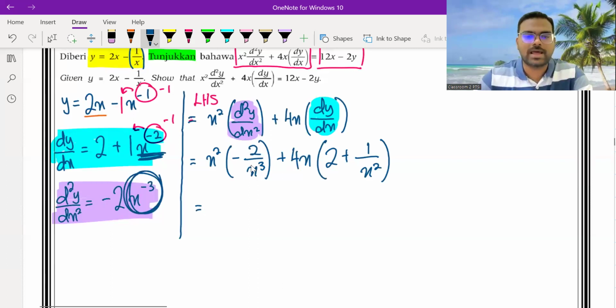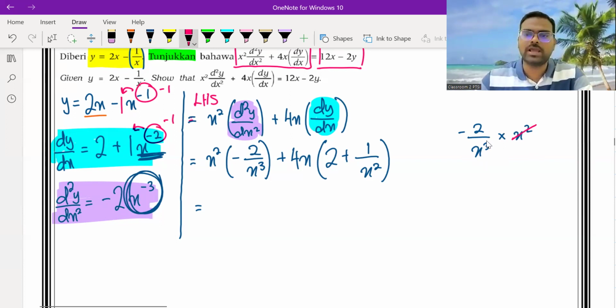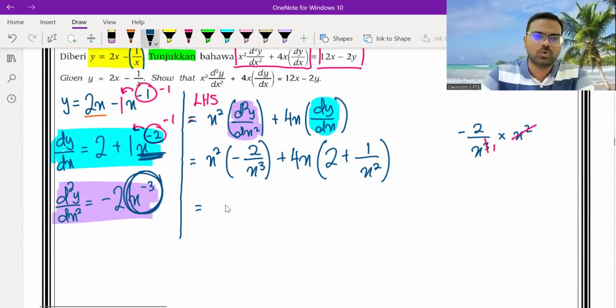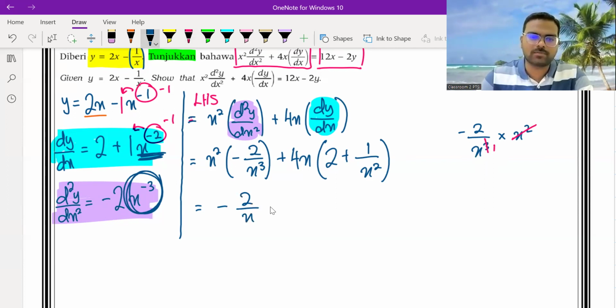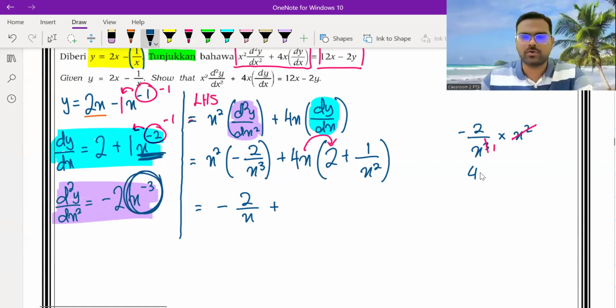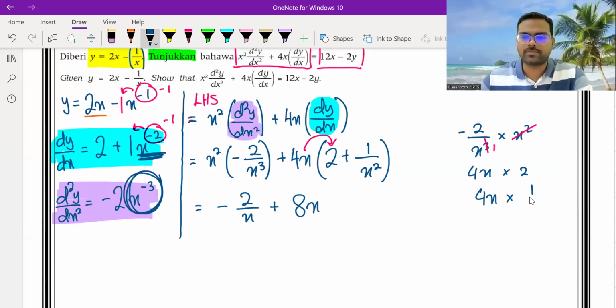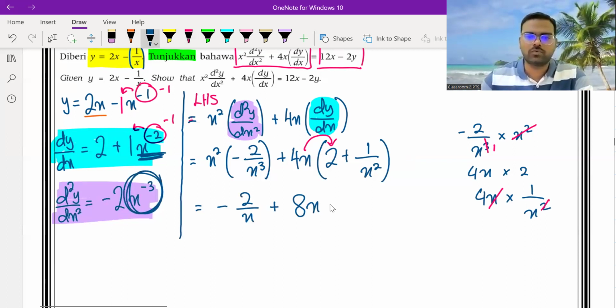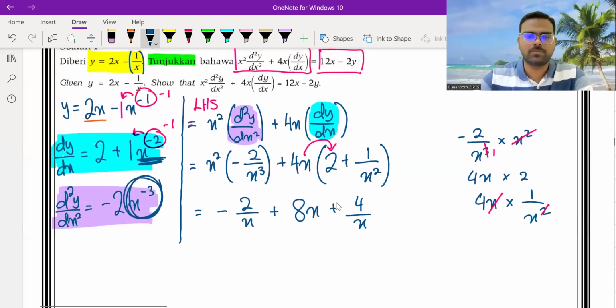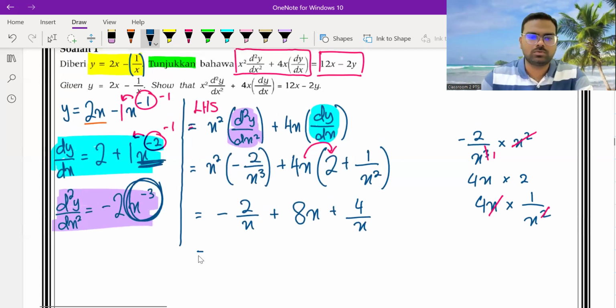So now kita darab. So cikgu tunjuk dekat sini. Negatif 2 x kuasa 3 darab dengan x square. So kita boleh cancel 2 di atas, cancel 2 di bawah, masih tinggal 1. So it's going to be negative 2 over x plus. Darab masuk. Never mind, I'll write for you. 4x times 2, we're going to get 8x. 4x times 1 over x squared. Cancel 1x, cancel 1x. So we will be getting over here 4 over x. Okay. So equal.